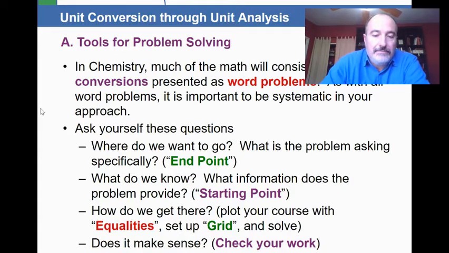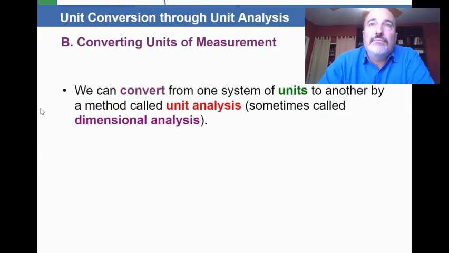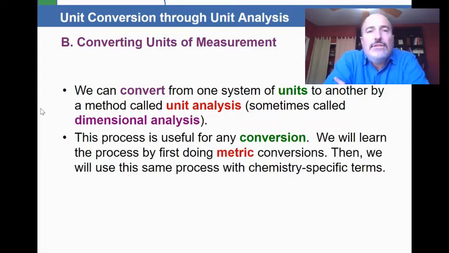All right. Now, when converting units of measurement, we're going to always be using a process called unit analysis. Now, some books call it dimensional analysis. It's exactly the same thing. Basically, it's a process where you analyze the units to show you how to set up a problem. And it's going to teach you when to multiply, when to divide, and all that good stuff. All right. And this process is useful for any conversion. We will learn the process first by doing metric conversions. Then we will use the same process with chemistry-specific terms.